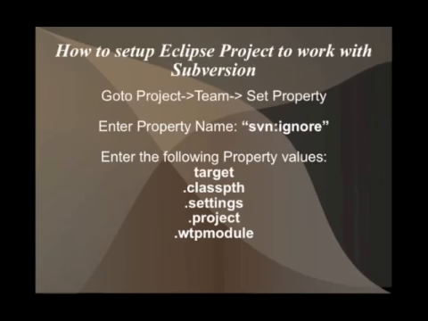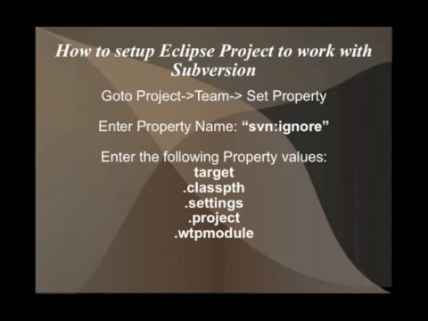Now to work with Subversion, and because you're using Maven, there are a couple of things that you should go into. First thing is, I would right mouse click on the project, go into Team, and set the properties, and enter for property name svn:ignore. Then enter the following property values: target, .classpath, .settings, .project, .wtpmodules.